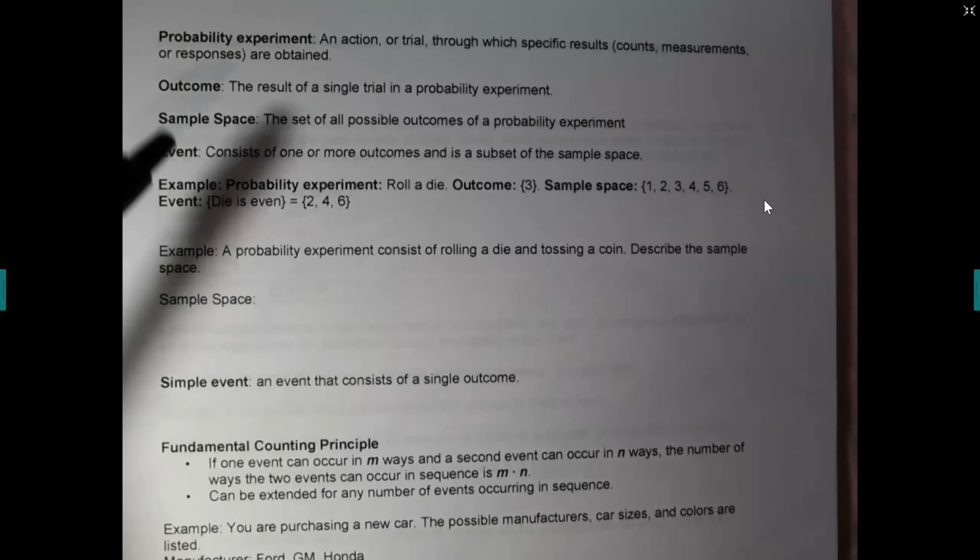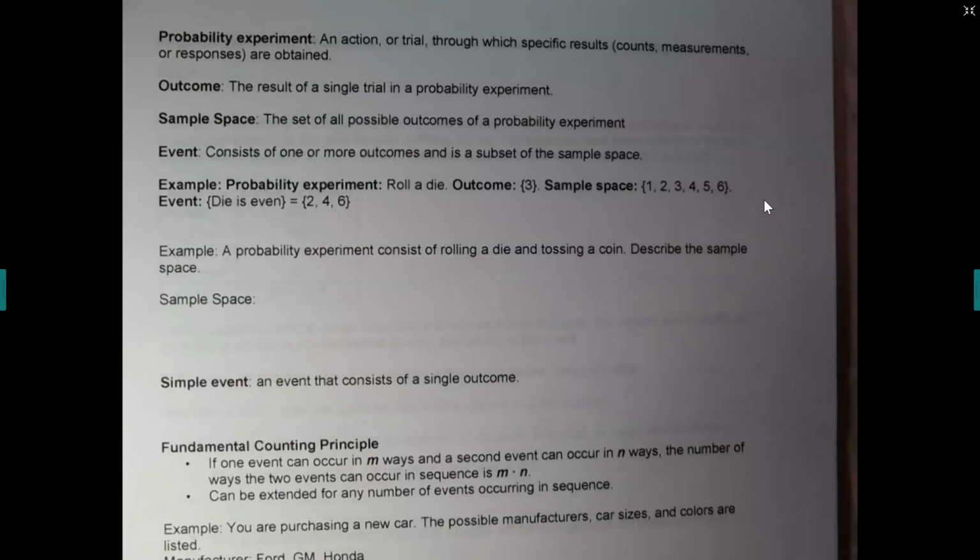An outcome is the result of a single trial. So when I said you would get 1, 2, 3, 4, 5, 6, each one of them is called an outcome. We don't know what the outcome is. I'm rolling a die. You don't know whether it's going to land on face 1 or face 2, but you know it's one of those 6.